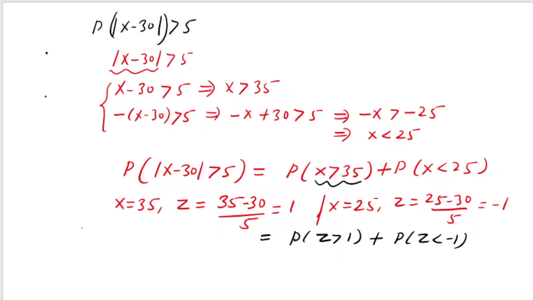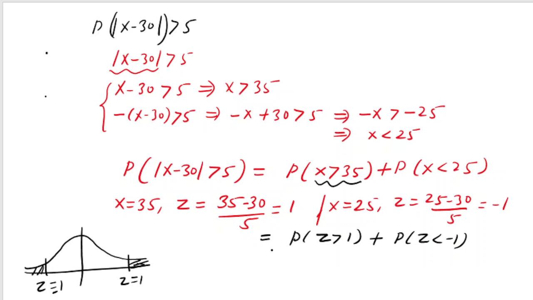So if I look at the normal distribution graph, and I hope by now you are very clear about this, I have to calculate the probability. If I take this as z is equal to 1, and this as z is equal to minus 1, I have to calculate the probability to the right of z is equal to 1, meaning this area, and to the left of z is equal to minus 1, meaning this area.